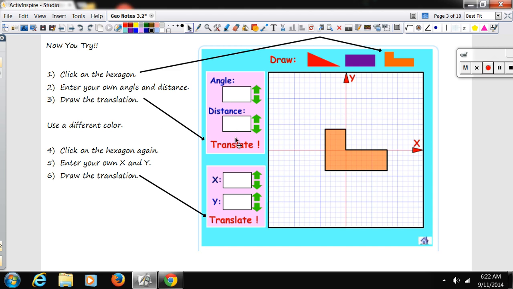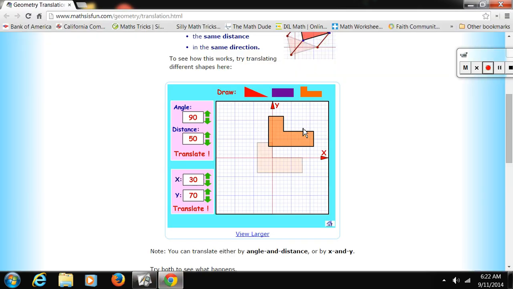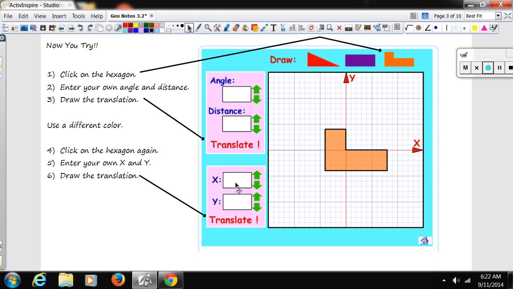So put in your own angle, something different, and draw the translation on your notes. See what it comes out to be, because it's going to show it to you. If you just put it in and draw it, it'll show it to you. Now, let's say you don't have a way to go to this website. You can put in your own X and Y and count over 30 up 70 and make a dot, or over 20 and up 60 if you want to do 20 and 60. You can even put negatives in.